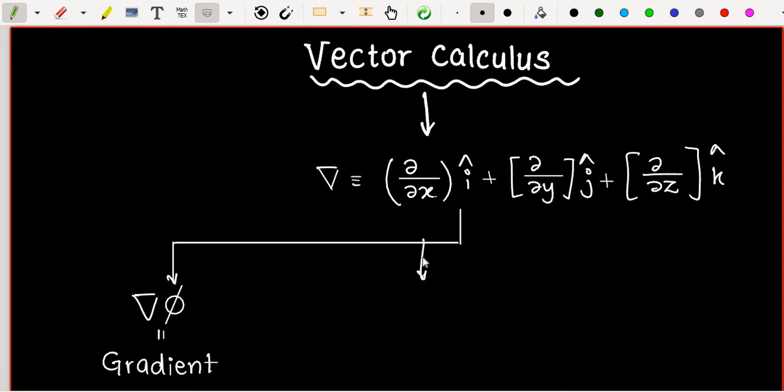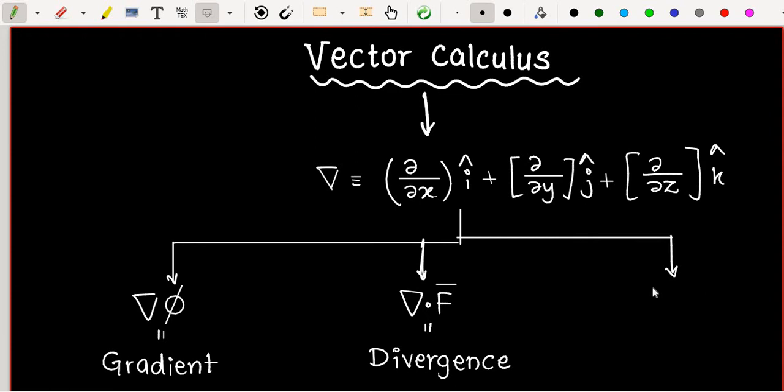If we operate this vector differentiation operator on a vector function by using scalar multiplication, then it is known as divergence. That we have discussed. Now in today's video we are going to discuss what happens when we take the vector product of these two vector quantities, del and f bar. Whatever we get will be a vector quantity and it is known as curl of a vector function. So let's discuss curl.